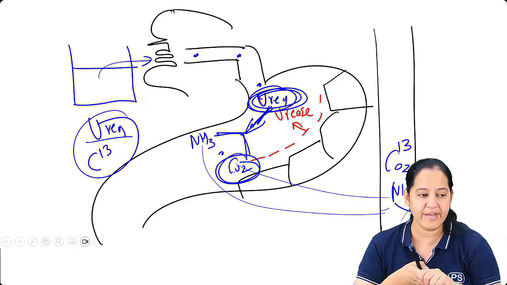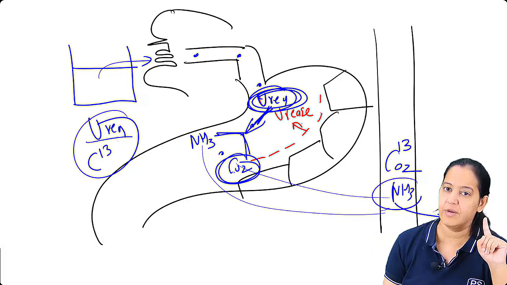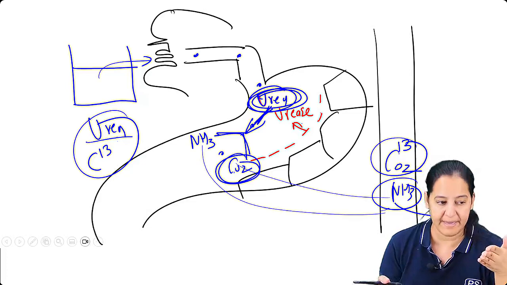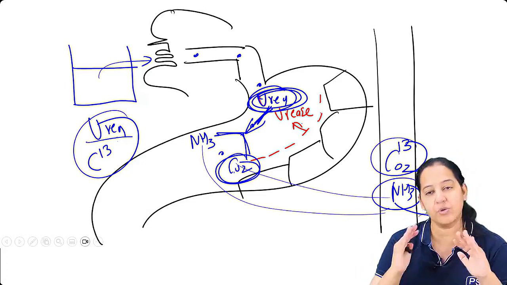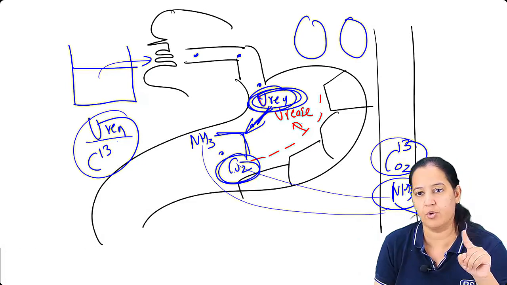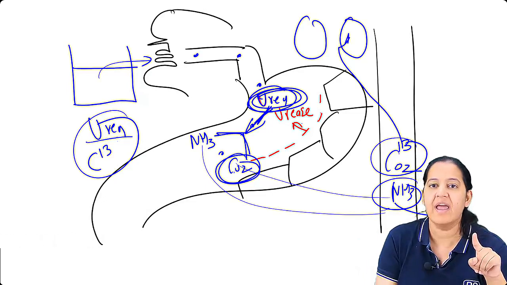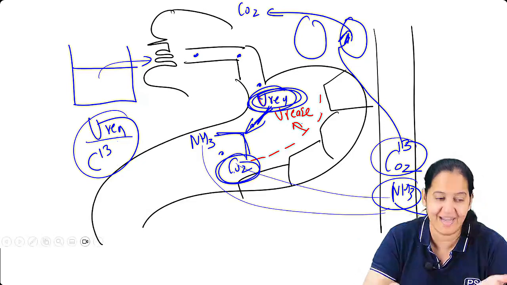You got my point? Carbon dioxide is not excreted in the urine. The ammonia is excreted in the urine, but carbon dioxide is excreted from the lungs. I'm inhaling and I'm exhaling carbon dioxide. So carbon dioxide is excreted from the lungs. So this carbon dioxide will go to the lungs of the patient and the patient will exhale it out. This carbon dioxide will be exhaled in the breath.